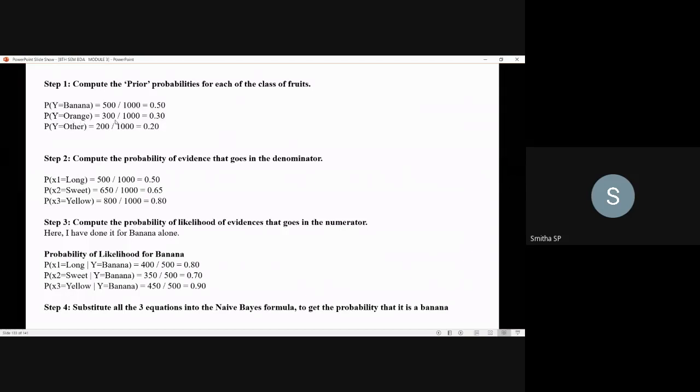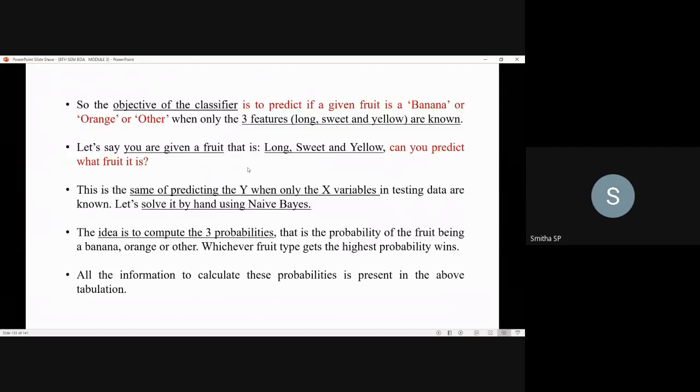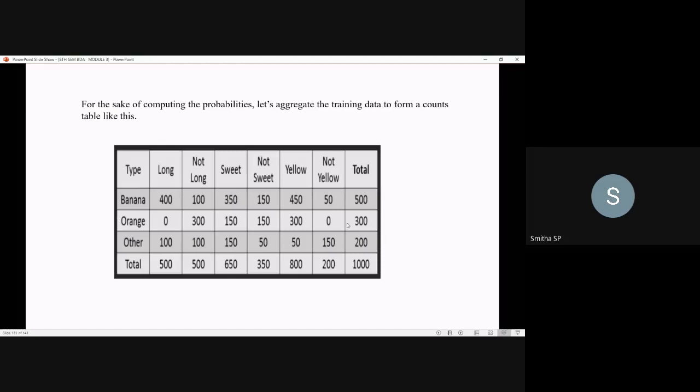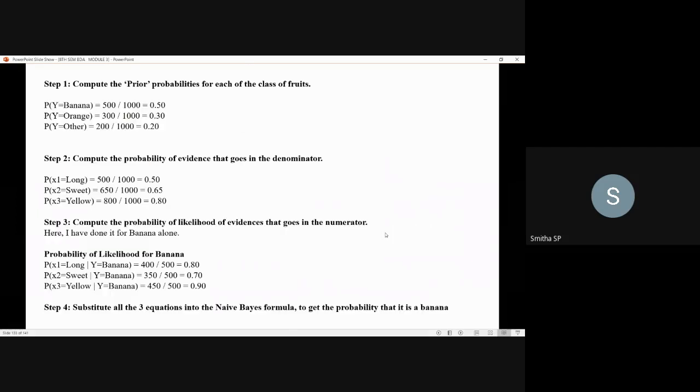Similarly for orange, you have 300 oranges here. See the count, 300 oranges, where the total number of fruits is 1000. 300 by 1000, so you will obtain 0.30. And the other fruits, the count is 200. So 200 by 1000 is equal to 0.20. So now you have obtained the probabilities for the y variables.